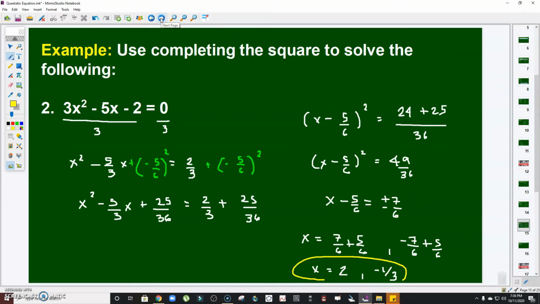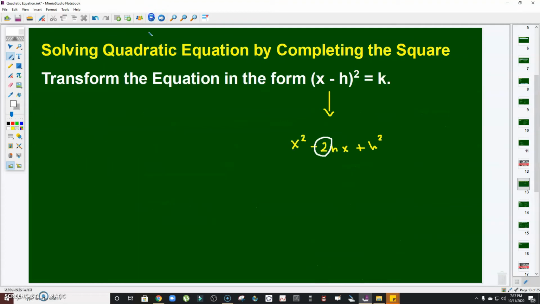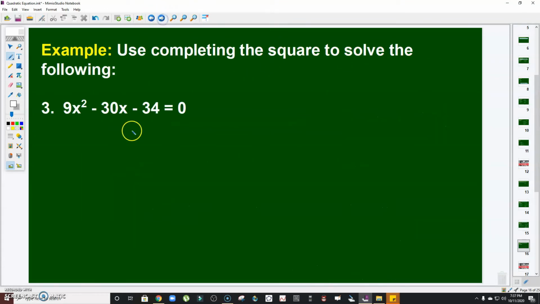Next. Okay, last problem on this episode. So, obviously, it's not divisible by 9, neither by 3. Right? Because 34 can't be divided. So, what I'm going to do here is, like I said in the previous, in our introduction, the coefficient of x should be 1. So, what I'm going to do is divide this by 9. Alright? So, I divide all of it by 9.